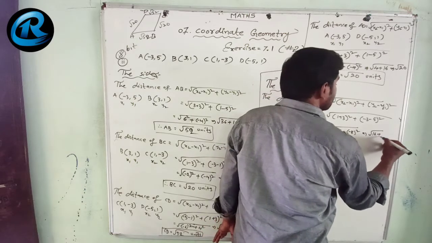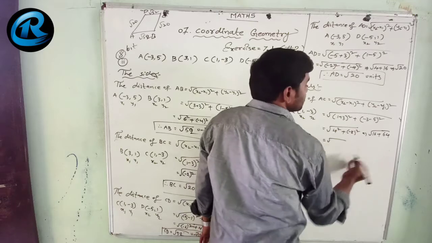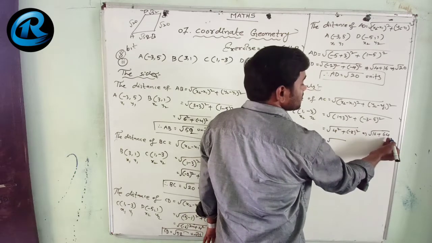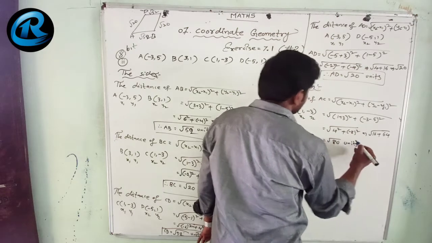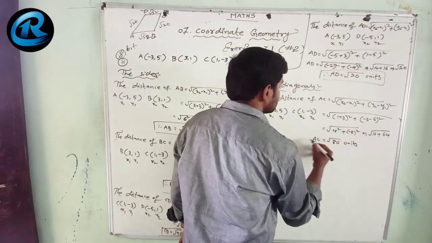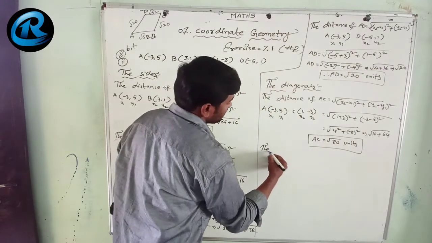4 square is 16 plus 8 square is 64, that is 16 plus 64, that is 80. Under root of 80 units. AC equal to under root of 80 units. Let us find out the distance of BD.